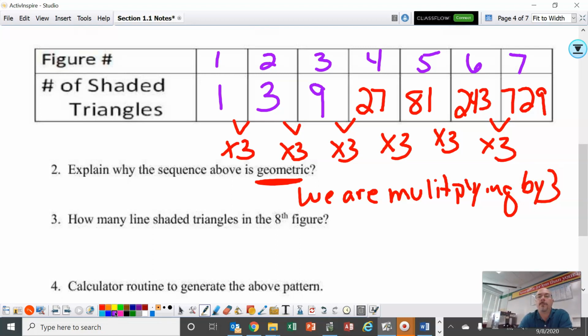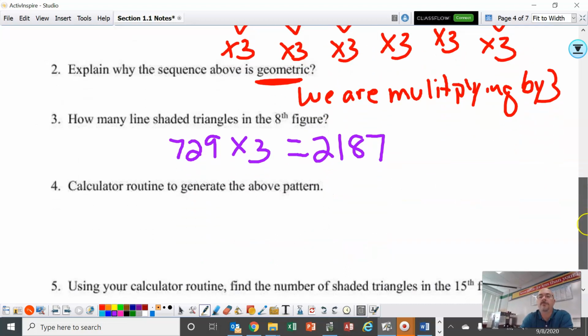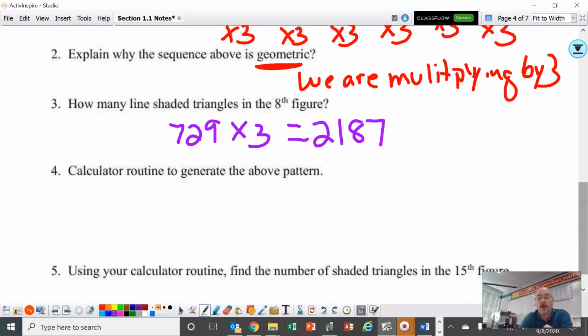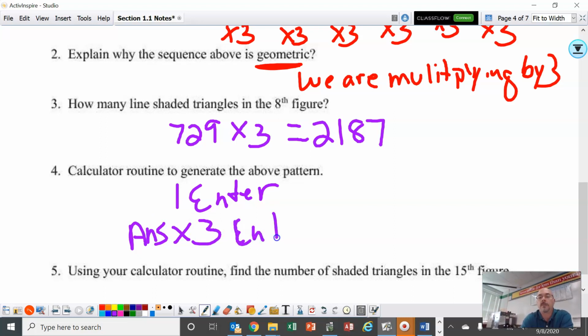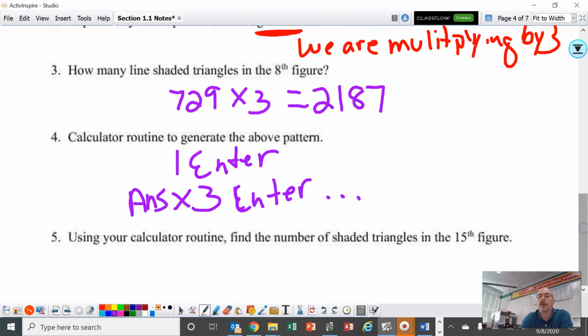How many would there be in the 8th figure? Well, we would take 729 times 3, and we would get 2,187. Calculator routine, we know about that. It follows the same type of pattern. We're going to start with 1, enter. Then we hit the times sign, and when we do that, ANS pops up and we multiply by 3, hit enter, and just keep going. We want to know how many are in the 15th figure.